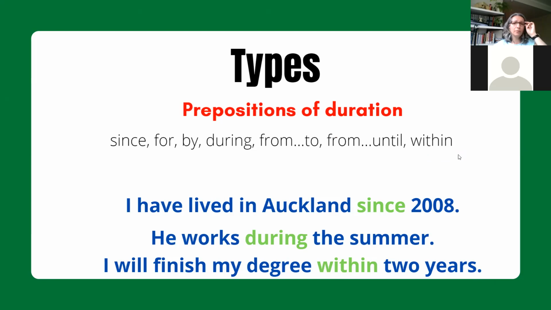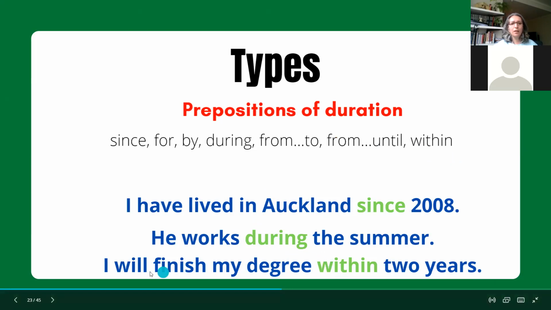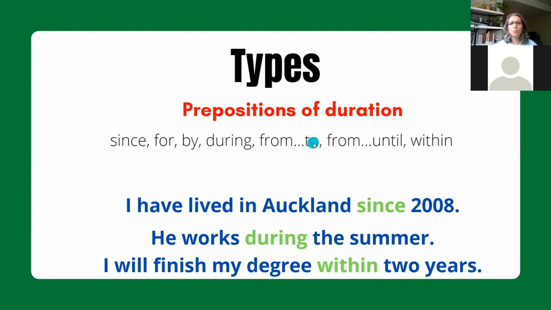Along with time, we have duration, which is a little bit different. I lived in Auckland since 2008. He works during the summer. And I will finish my degree within 2 years. So all of these, some of them work in pairs. If you look at this one, from to, I work from 8 a.m. to 6 p.m. So from and to work together. So they're considered a pair.